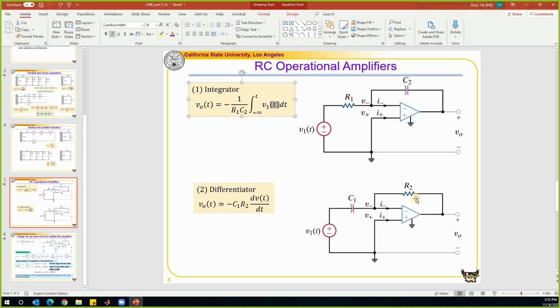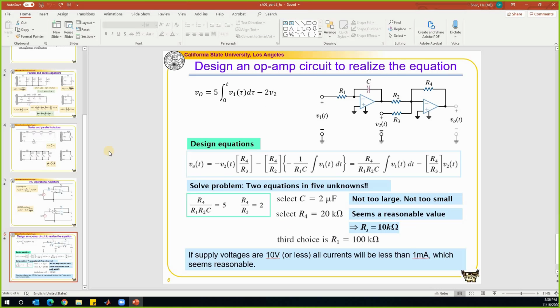So the second application is a differentiator. By comparing the differentiator to the integrator, we find that we just switch the location of the capacitor and a resistor. So if we put a resistor on the input end, that will become a differentiator. So that is something you need to remember. So if we put this over here, it will become a differentiator. The way to derive this conclusion is exactly the same as what we did before, so I'm not going to repeat the process. So next is the design problem.